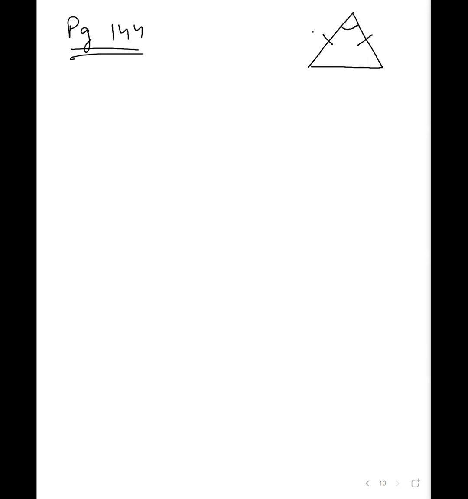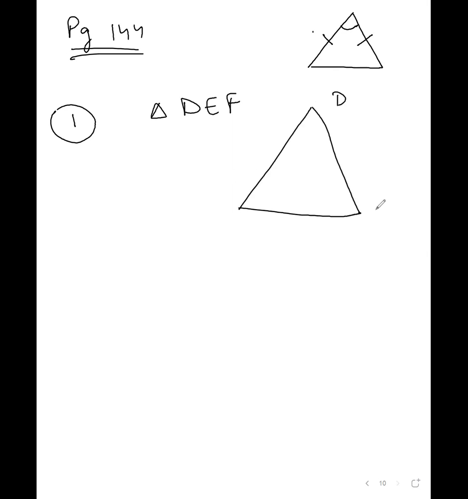Try these first question. So they are saying triangle DEF. They haven't made any diagram, so you can just make any random triangle and name it DEF. Okay. Now, read the question. Which angle is included between the sides line segment DE and line segment EF of triangle DEF?